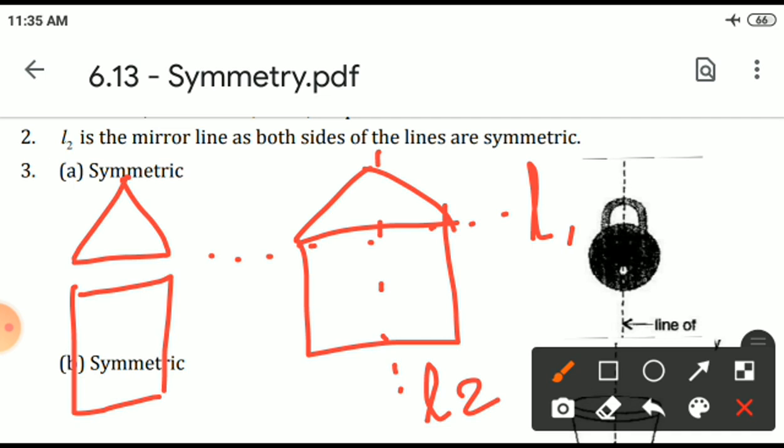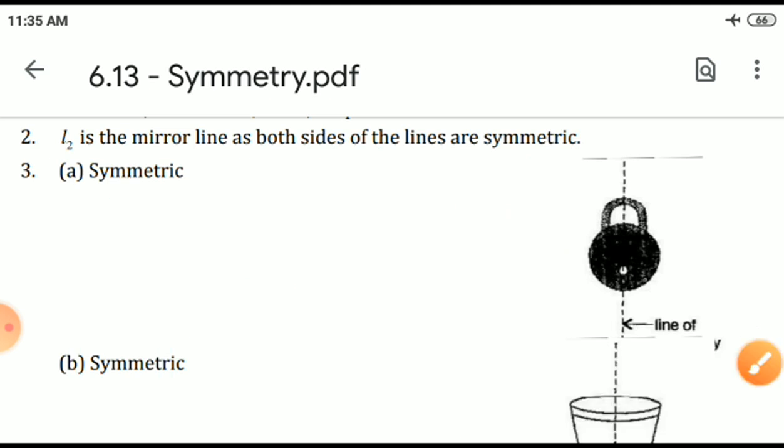But when you take the L2 line, you will have this type of shape on one side, and exactly the same part on the right side. When you join them together, you get the exact picture. Is it or not? So that's why L2 is the line of symmetry.